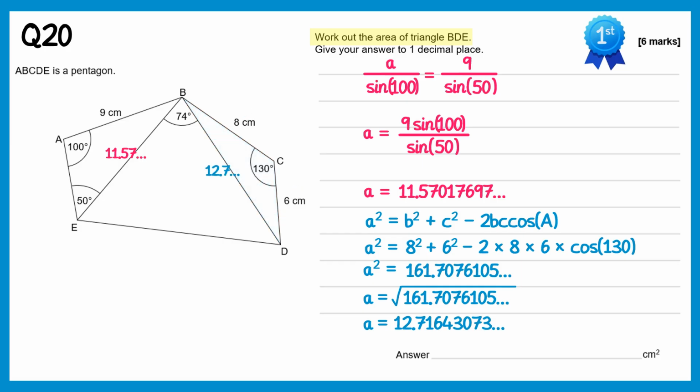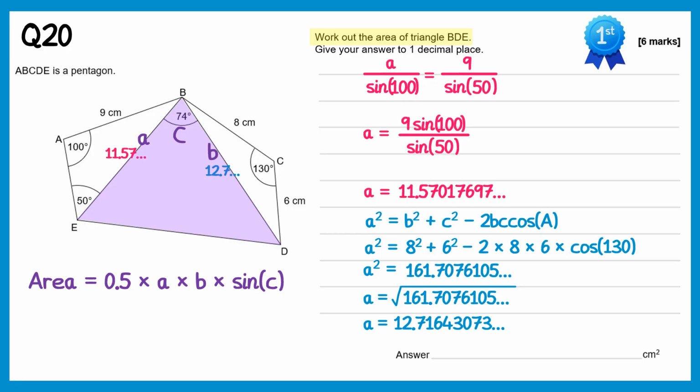Now we're almost there. We're going to look at the middle triangle now here, and we're going to use the area of a triangle formula, which is the area of the triangle equals half ab sine C. Now when we use this formula, the a and the b are the sides in the question, so let's say that a is 11.57 and the b is the 12.7, and then the C is the angle that we're given here, 74.